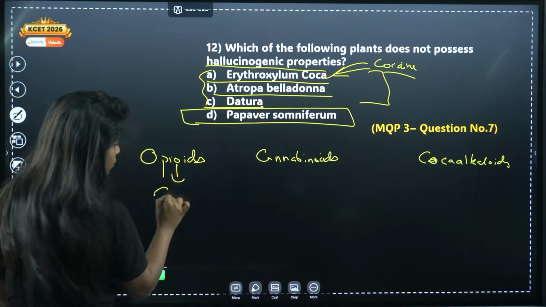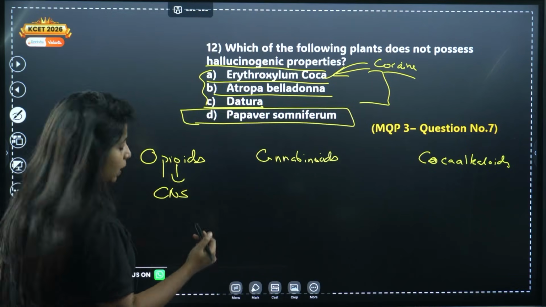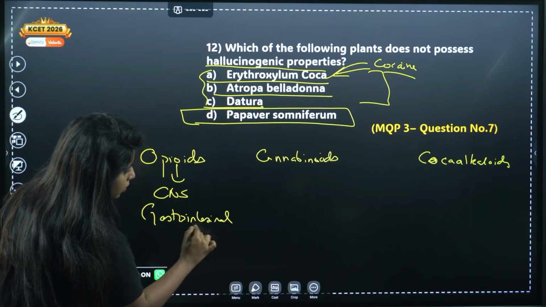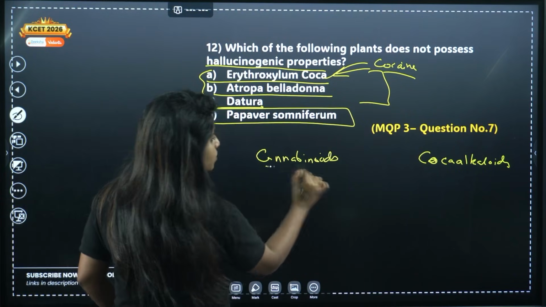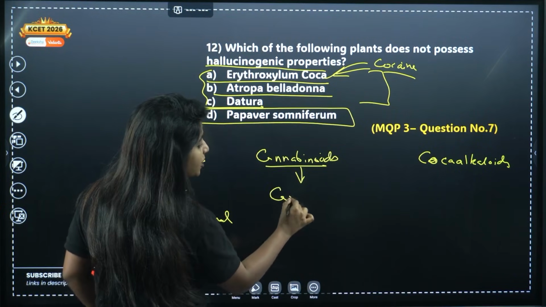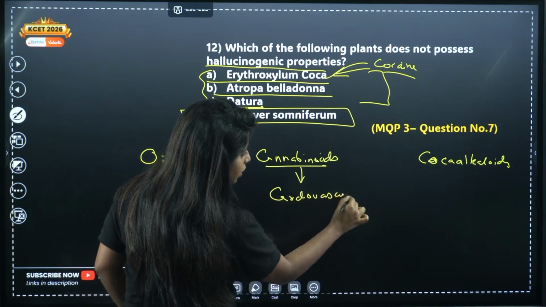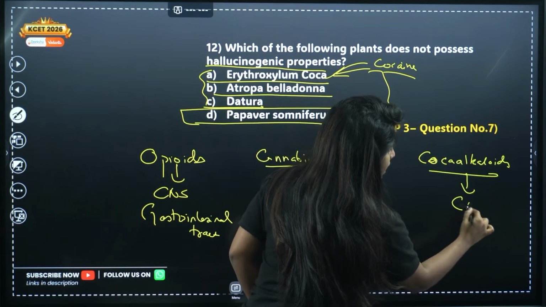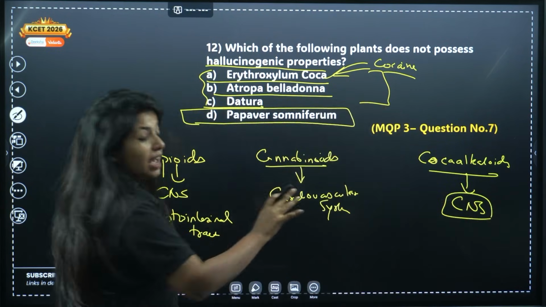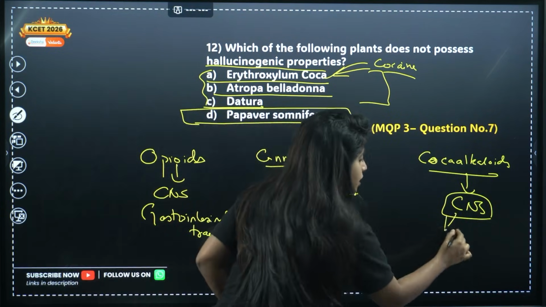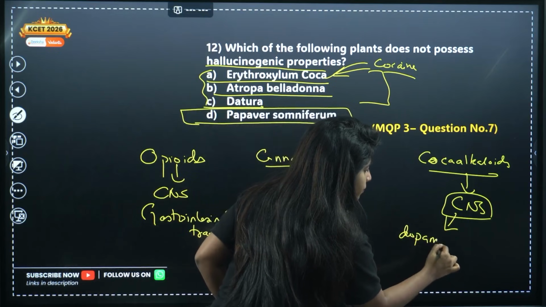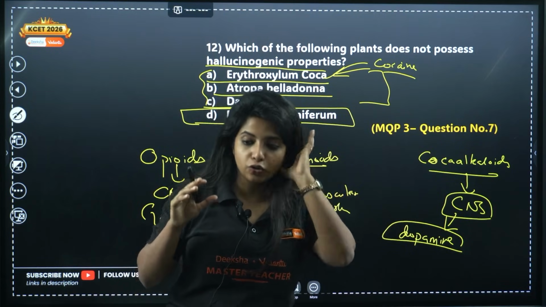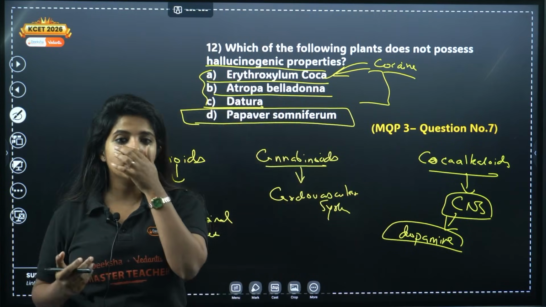This is going to affect your central nervous system, that's your brain and your spinal cord, and also your gastrointestinal tract. Okay, cannabinoids, they are going to affect your cardiovascular system, that means your heart and everything. Coca alkaloids will affect your CNS specifically, and in CNS they are going to affect the secretion of dopamine. You know, dopamine is a neurotransmitter secreted from one neuron to the next. It makes us happy. Dopamine is a happy hormone.